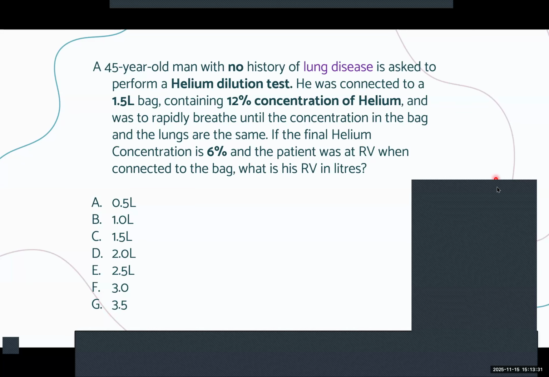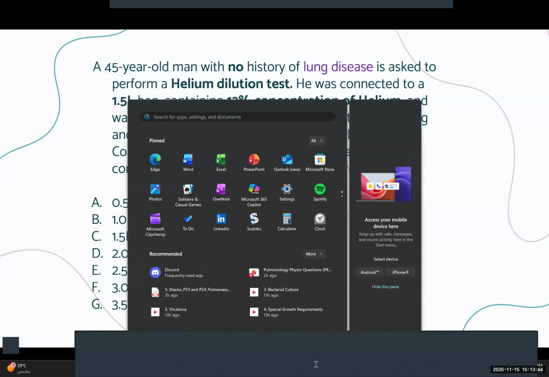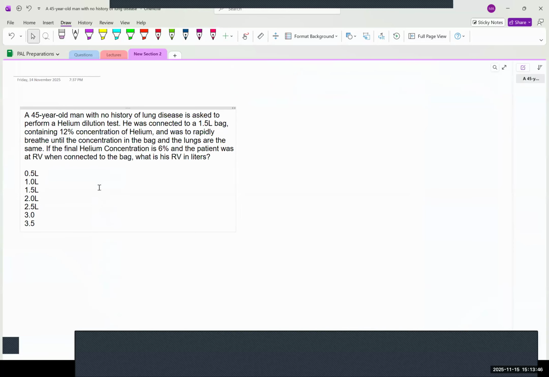Okay, so one of you guys has said that the answer is F, and this is why I put this question. Normally, once you calculate this, you would get F, but the answer is C. Yep, that's correct. The answer is C, 1.5 liters. And I'll explain to you right here. I'll calculate it with you guys and let you know why.